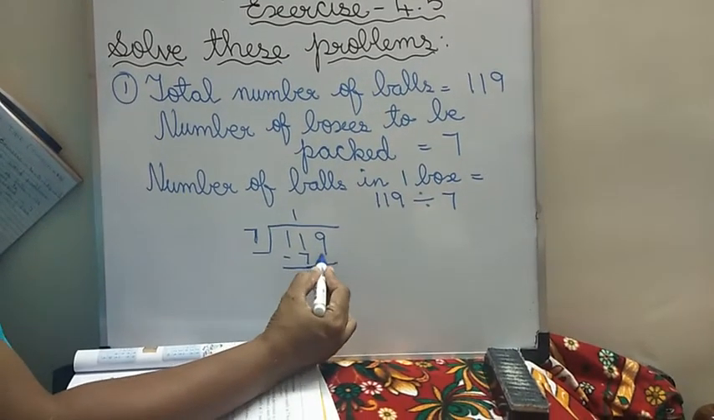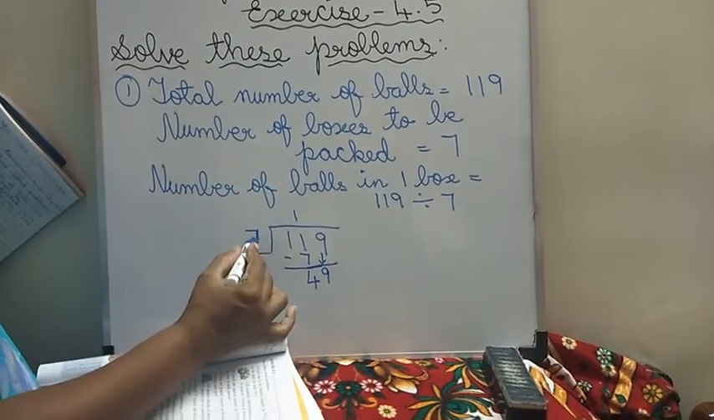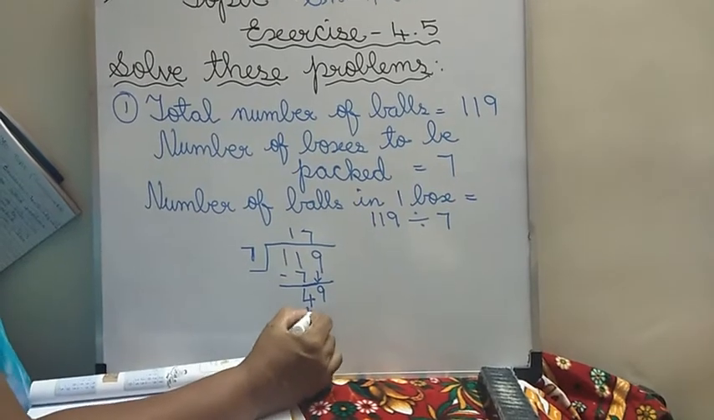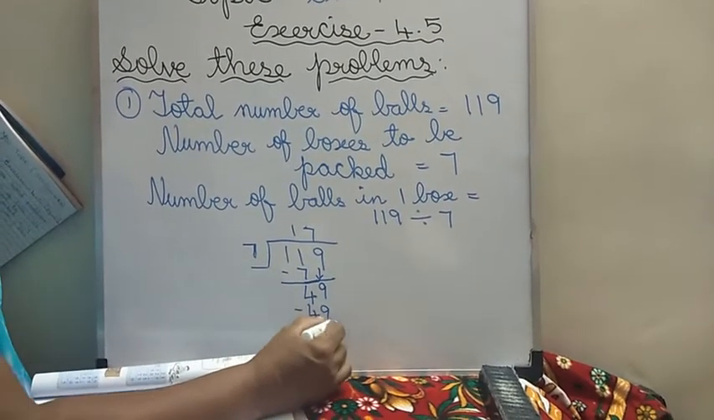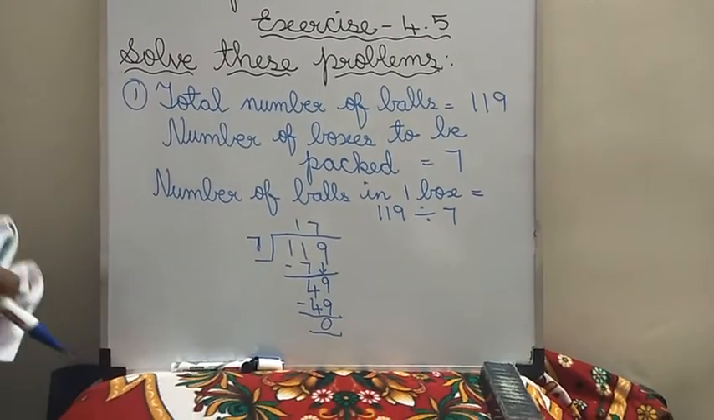So what you have to do? You have to bring down this 9. So what comes? 49. So in the 7 table, 49 goes. So 7 sevens are 49. So 49 minus 49, what children? 0. Understood? Now what answer will come?